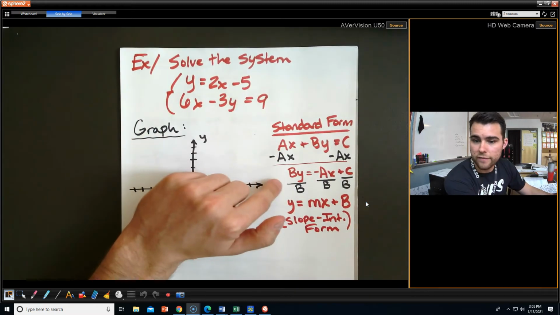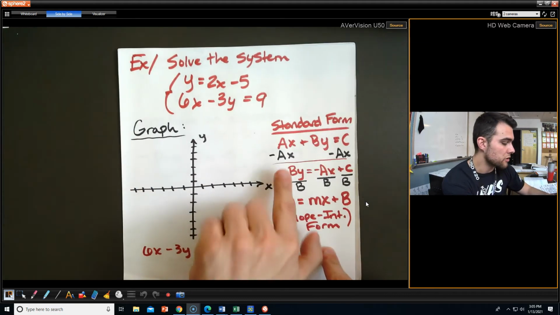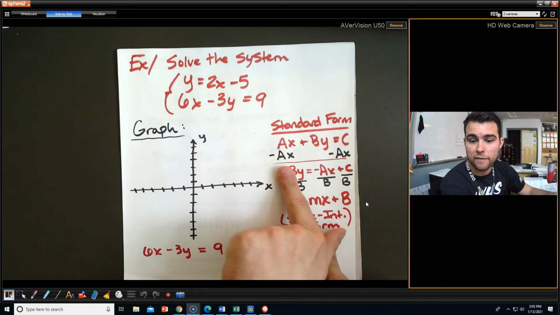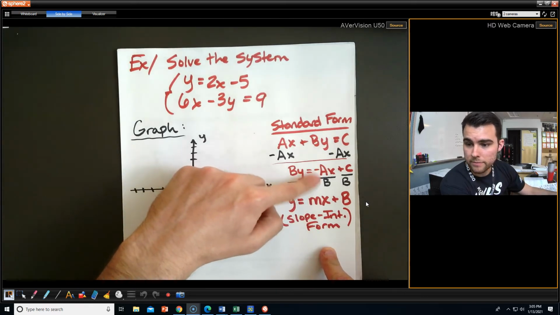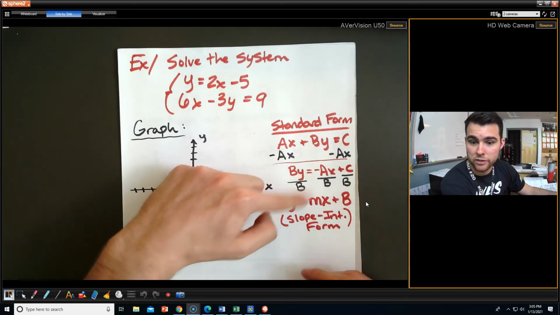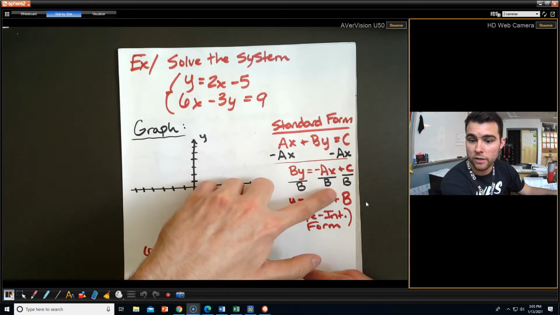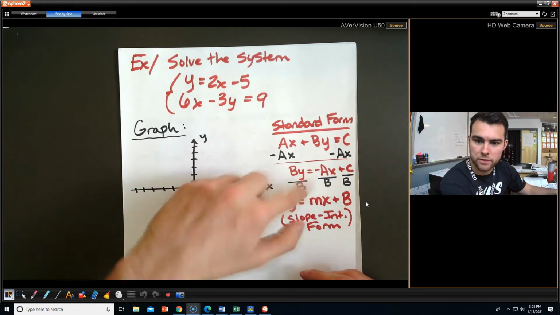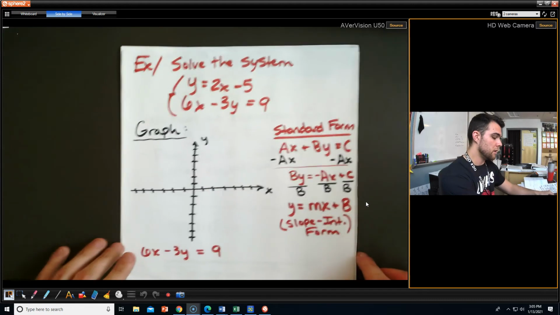And then the next thing I do is divide every number by b, or whatever's in front of y. So these b's will cancel, and I'll be left with y is equal to negative a over b. Doesn't matter what those numbers are. They're going to end up being your slope m, and then whatever your c divided by b is, that ends up being your b for your y-intercept. These b's are different, okay? This b's for your y-intercept. And that's what we could do.